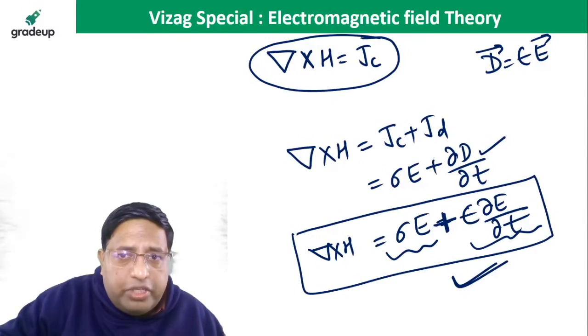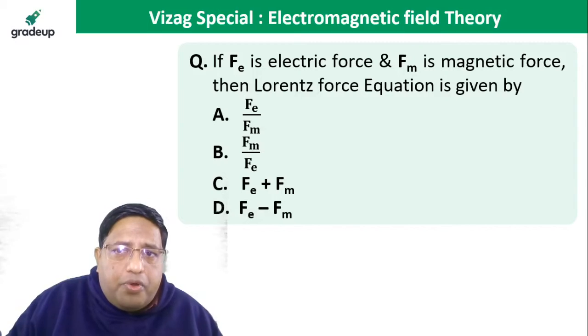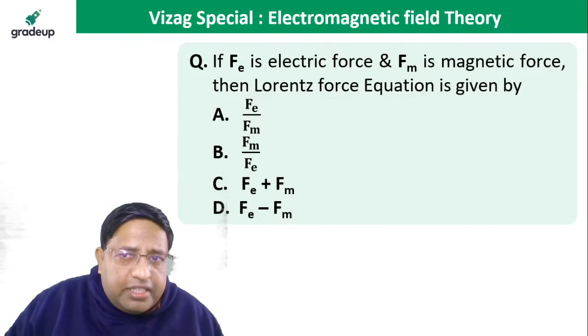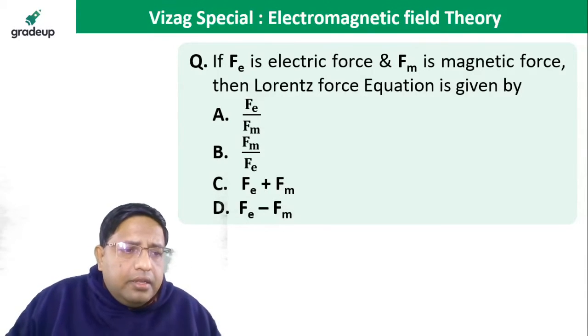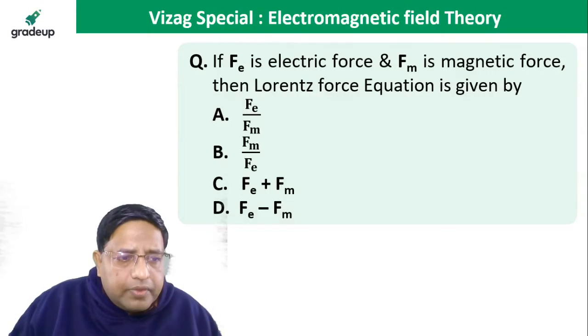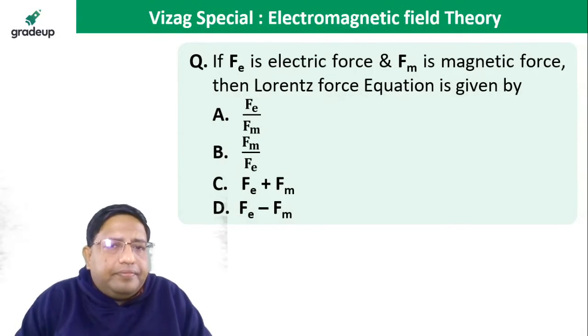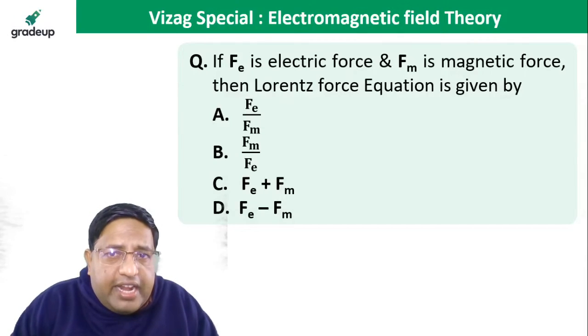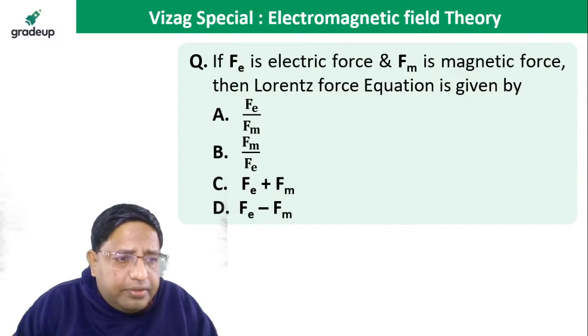Next question, move to the next question. Try to give the answer of this question. If Fe is the electric force and Fm is the magnetic force, what is the Lorentz force equation? Try to give the answer. Easy, again it is easy. You have to calculate the Lorentz force equation.